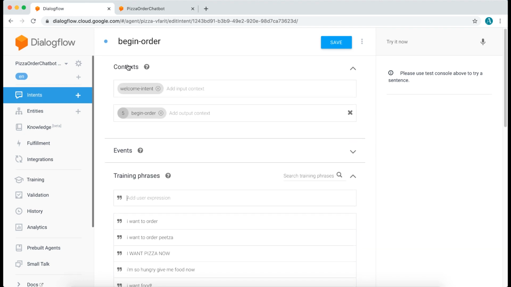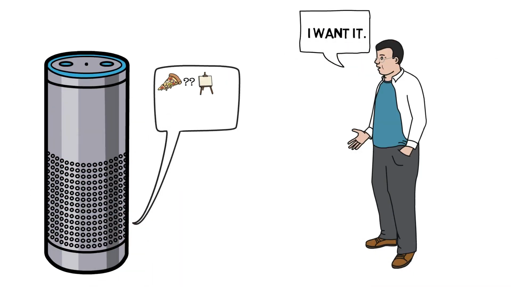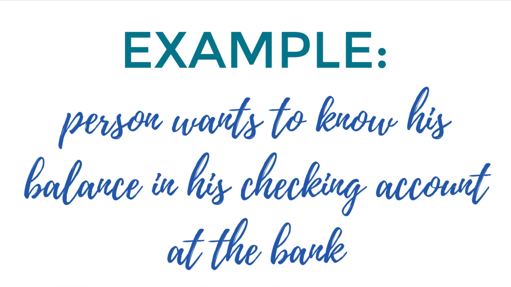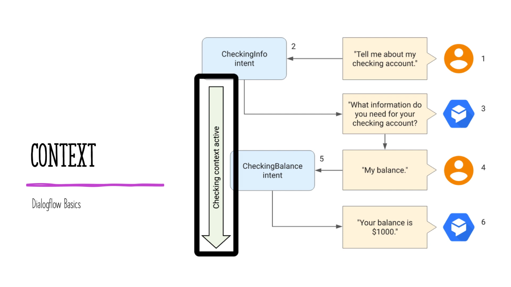Dialogflow contexts are very similar to natural language contexts. For example, if someone says, I want it, we need context to understand what the it means. Now, let's talk about an example where the person wants to know the balance in his checking account at his bank. So in this example, the user wants info on their checking account. When they say this statement, Dialogflow matches it to the checking info intent, and now the checking context is active for the next few messages.